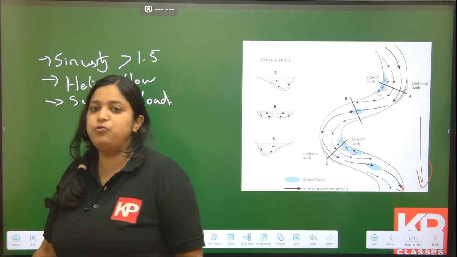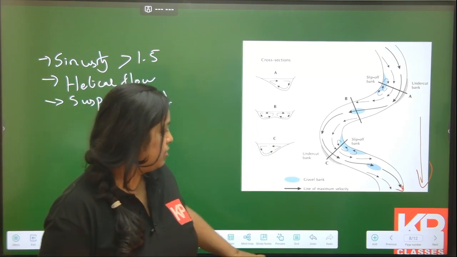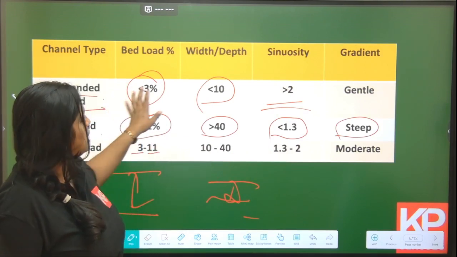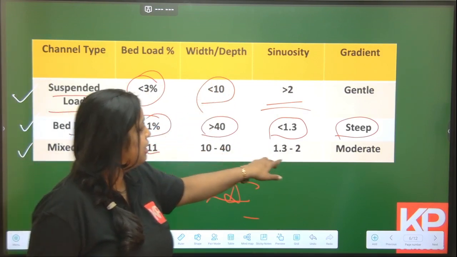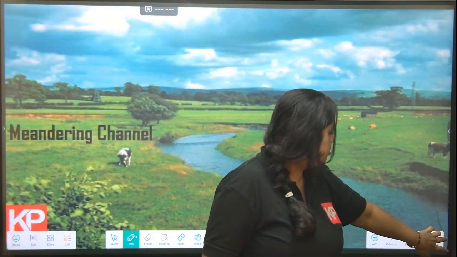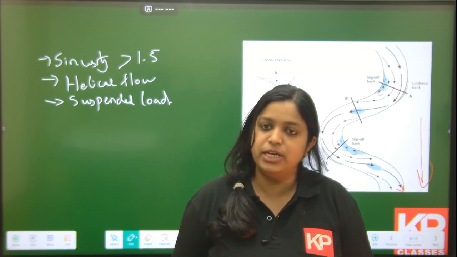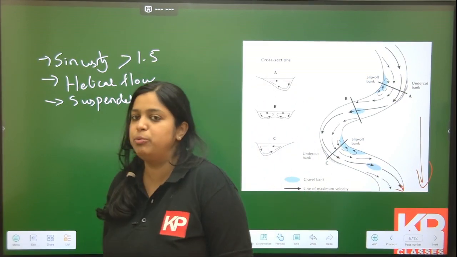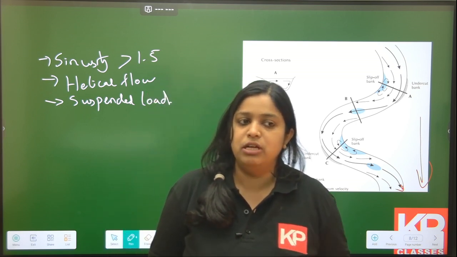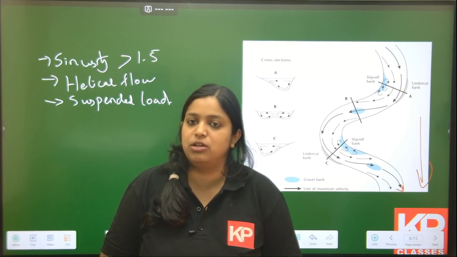That means their width to depth ratio is much lower. We saw over here that when it is a suspended load channel, the width to depth ratio will be less than 10, and the slope of the terrain will be gentler. In the same way, the meandering channels are suspended load channels, hence the width to depth ratio will be much smaller, and they are found at a lower, gentler terrain, where the gradient is much lower.